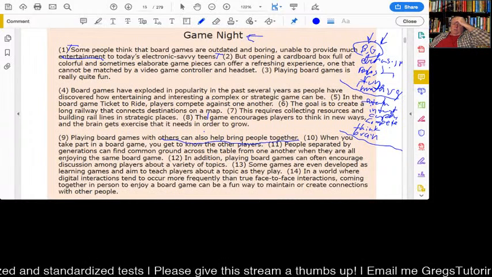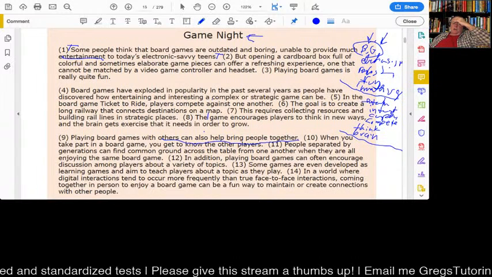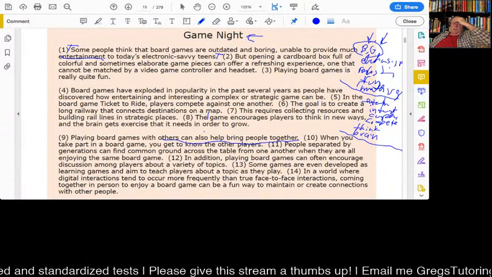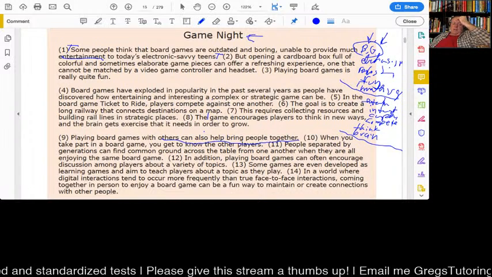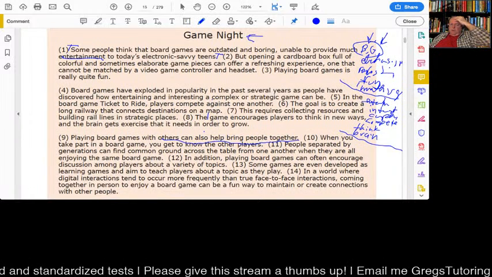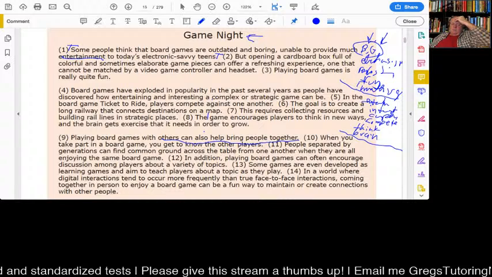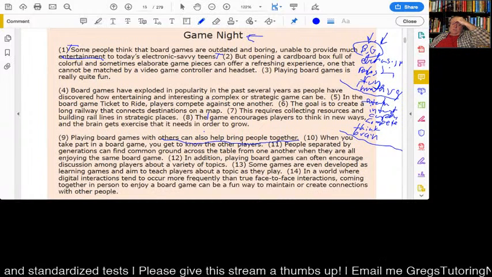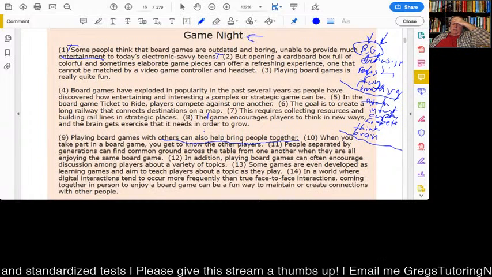When you take part in a board game, you get to know other players. People separated by generations can find common ground across the table from one another when they are all enjoying the same board game. In addition, playing board games can often encourage a discussion among players about a variety of topics.